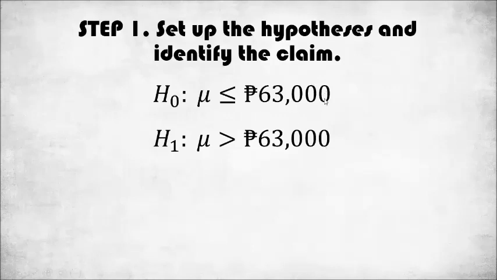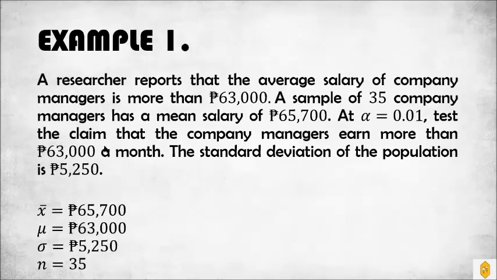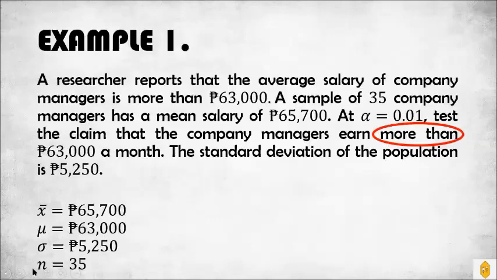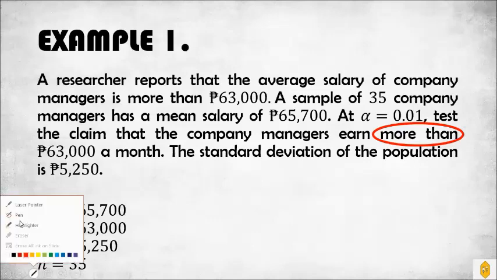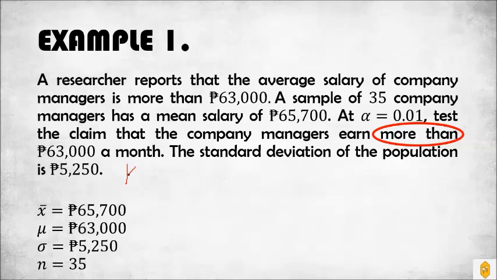Bakit 63 yung ginamit natin? Kasi ito yung tinetest natin according sa problem. So, balikan natin yung problem. Ang tinetest dyan, test the claim that the company managers earn more than 63,000 pesos. Ang kailangan natin matest, yung claim na ang company managers daw ay nag-earn ng greater than 63,000 pesos. Therefore, yun po ang magiging value natin for K. Yan. So, ito ang magiging value natin for K. Itong 63,000 pesos.